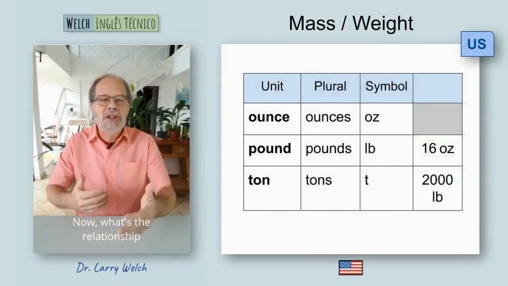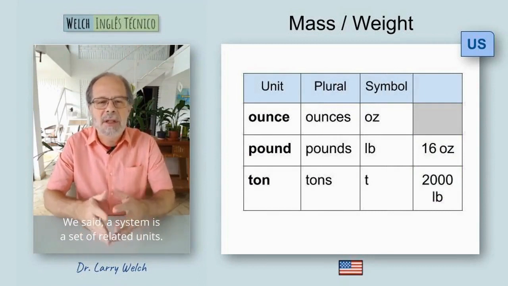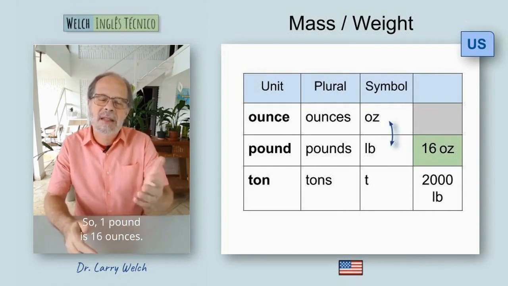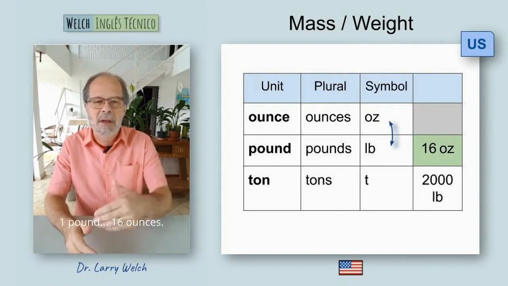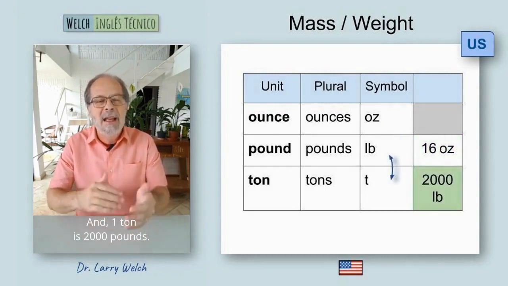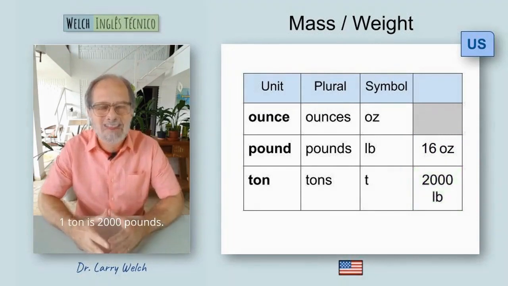Now, what's the relationship between these units? We said a system is a set of related units. So 1 pound is 16 ounces. And 1 ton is 2,000 pounds.